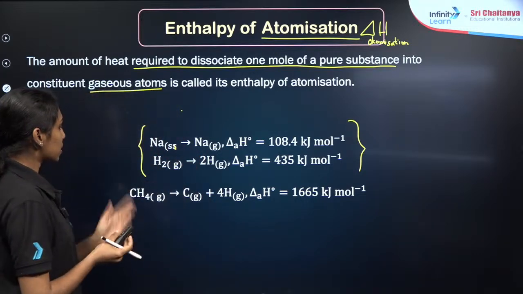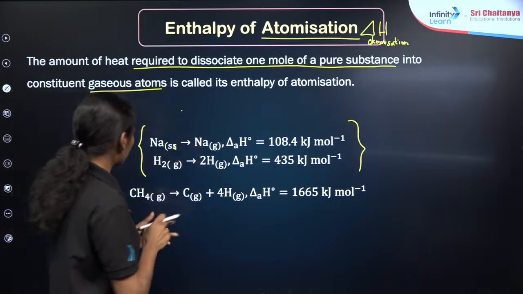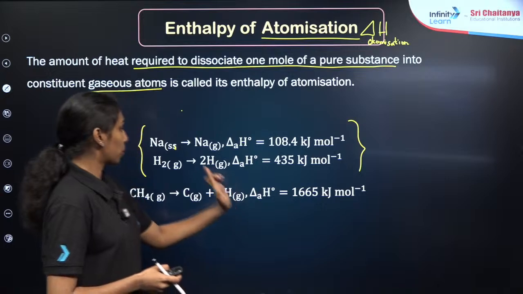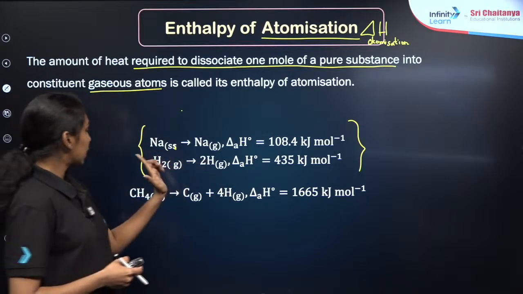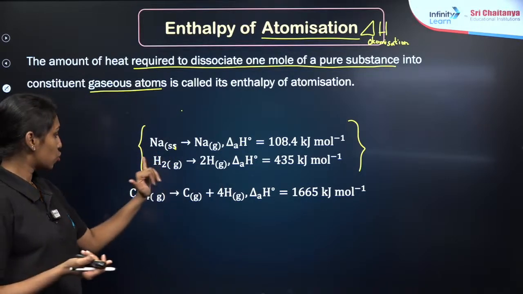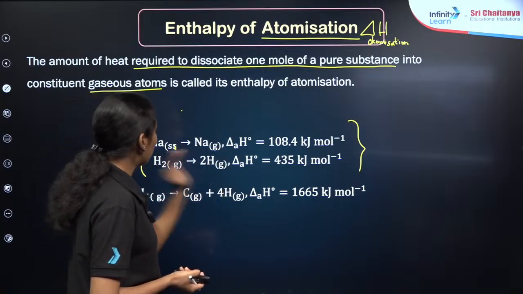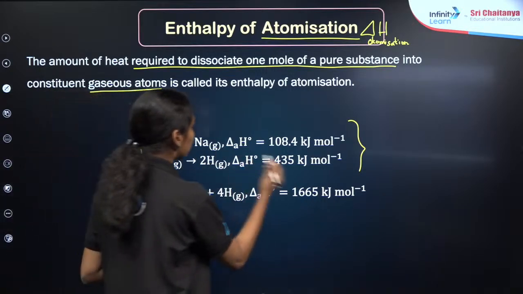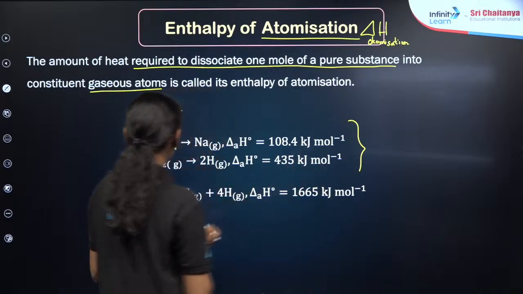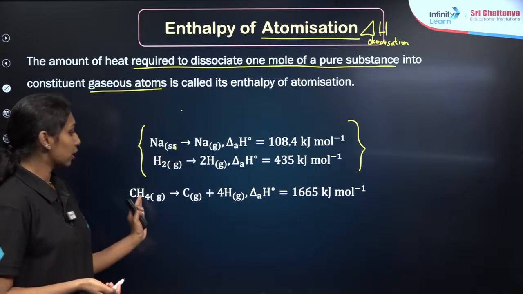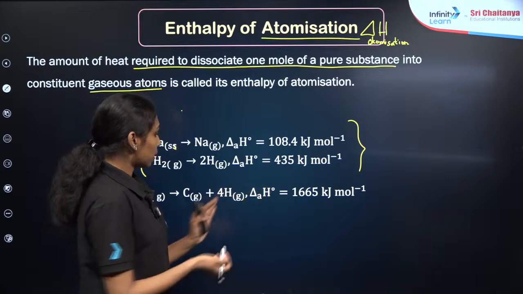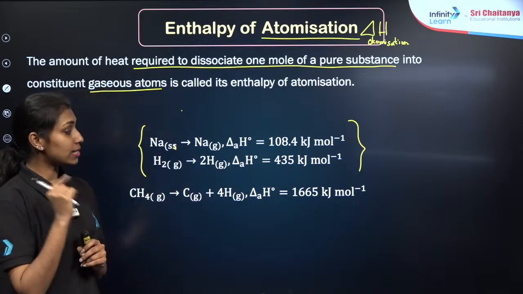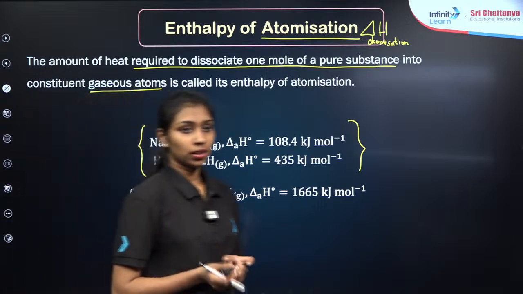Yes, sodium is converted into its atoms. Atomization of sodium is equal to 108.4 kilojoules per mole. Similarly, for the hydrogen molecule, H2, 2 hydrogen atoms are present. Whenever it undergoes atomization, it forms atoms with an energy of 435 kilojoules per mole. Similarly, for methane, delta H atomization is equal to 1665 kilojoules per mole.